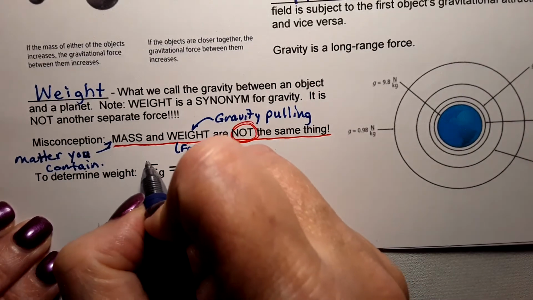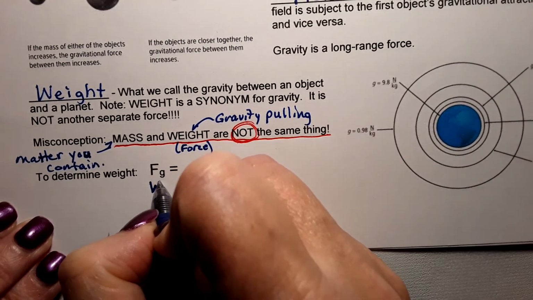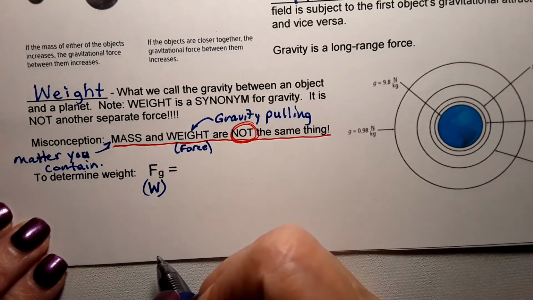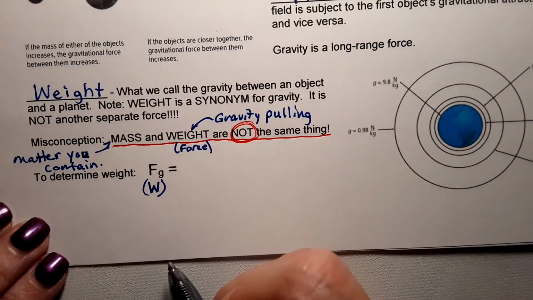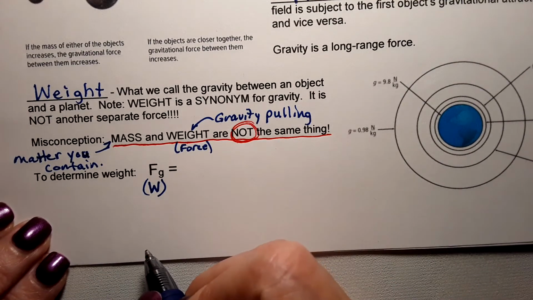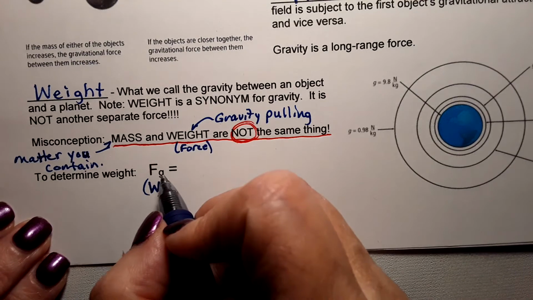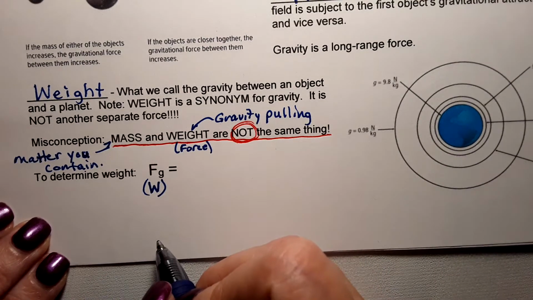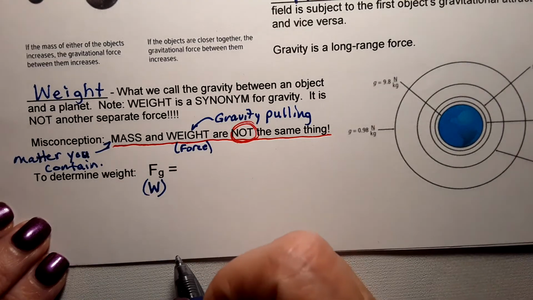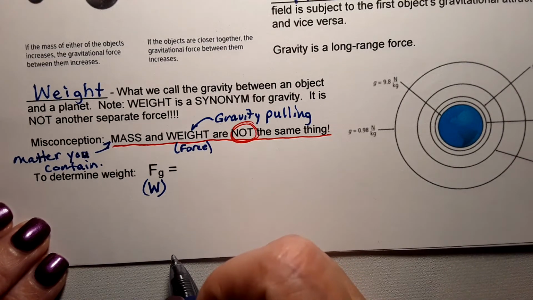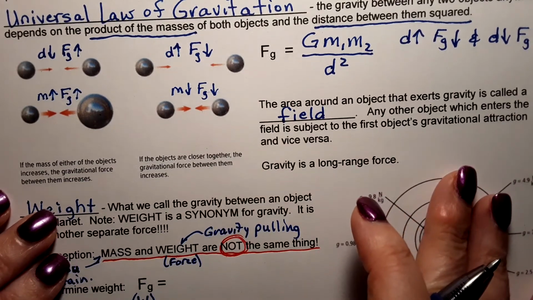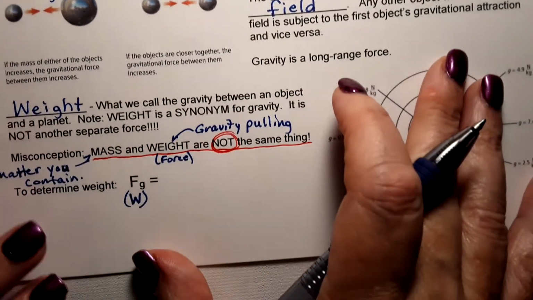And yes, if you wish, you could use a W to represent weight. Most scientists will use a W when talking about weight, but I used an F sub G to help you remember that weight is gravity. And there is a shortcut way to find the gravity acting on you from a planet. You don't have to use this big formula to find the gravity between you and the Earth, okay?